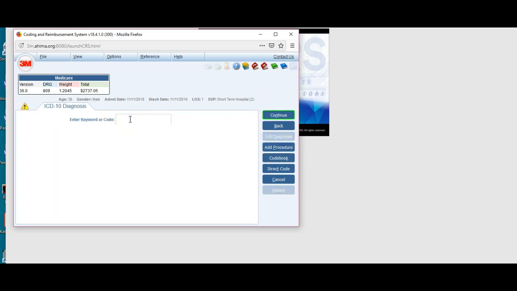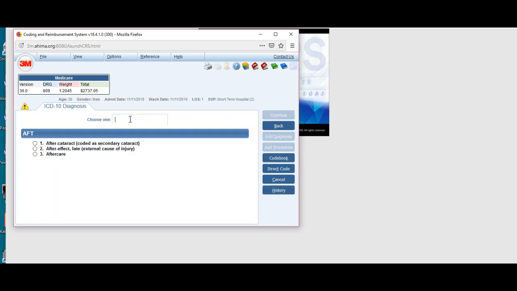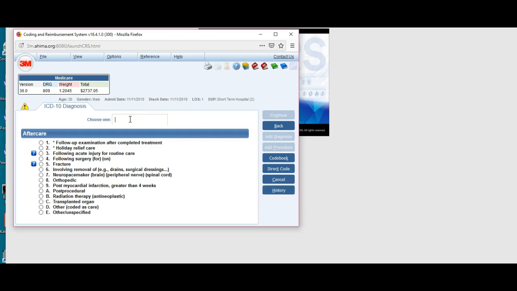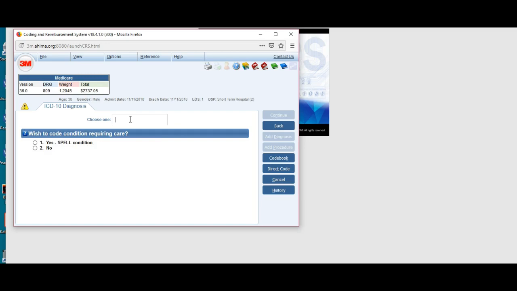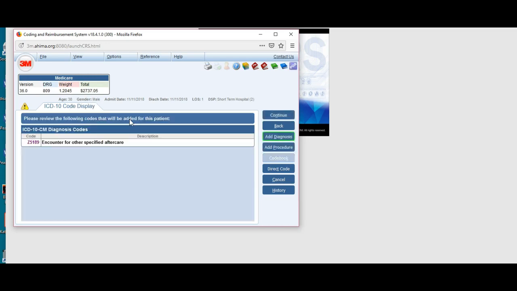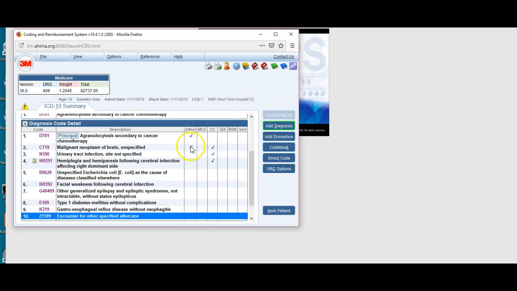And then the final thing is our patient came for a specific kind of aftercare to our facility, so we want to make sure that we're coding the encounter for the aftercare. So once we have all the codes, you want to double check that everything you wrote down, you have reported. And then your DRG is right up here, the top, DRG 809.